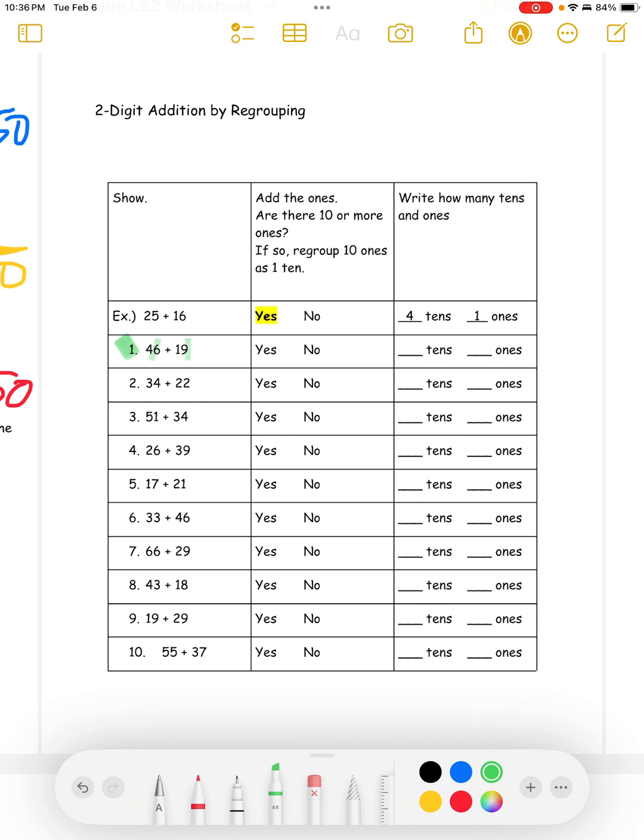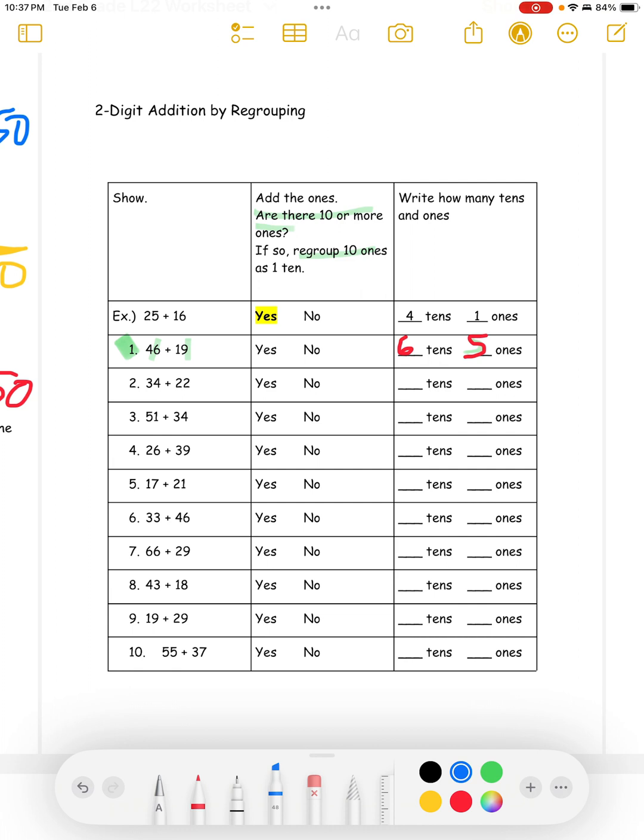So 9 plus 6 equals 15. And it says if there are 10 or more ones, regroup. So it's 15, so we will add one more 10. So we will write 5 ones. And since we regrouped, remember we have to add 4 plus 1 plus 1, which is 6 tens. So we will have 6 tens and 5 ones. This is a little confusing, so if you can't do this in your head, make sure you write it down. I'll write down the second problem if we're a little confused.